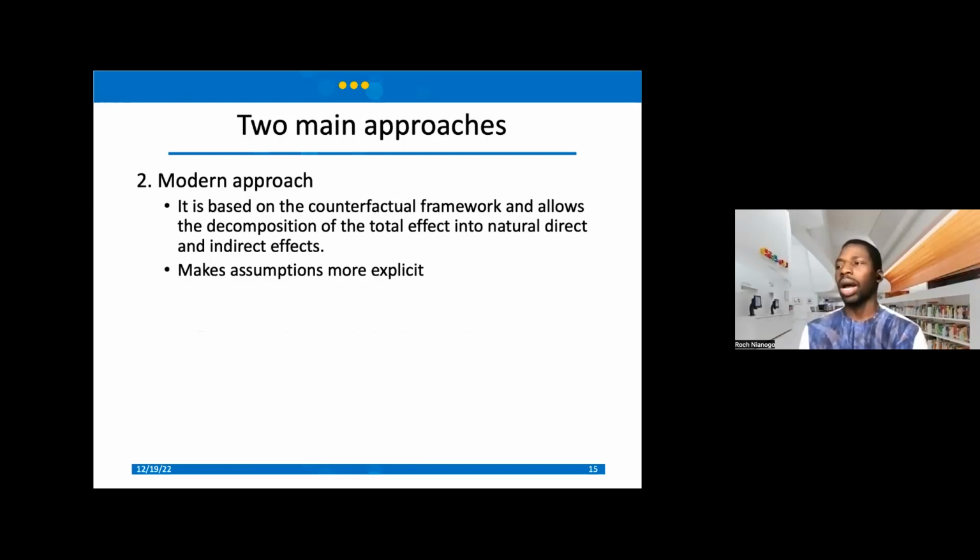All right, so that's why we are thinking about now using a modern approach, right? The modern approach is based on the counterfactual framework, and it allows the decomposition of a total effect into natural direct and indirect effects, right? So natural just means the effect that it would attain under different scenarios, right? Under exposure status, under unexposure status, and things like that. That's what natural just means here. And another important notion about this modern approach is that it makes the assumptions explicit.